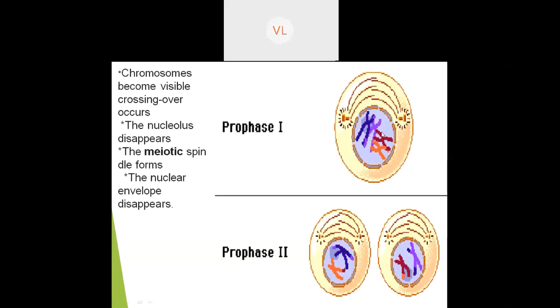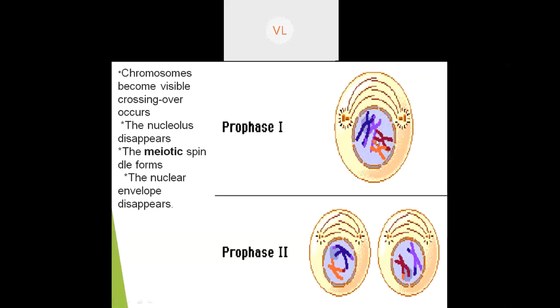They become visible in the cell, and crossing over occurs. Crossing over means they are connecting to each other, right? This dark blue chromosome is connected with this purple chromosome, and this orange chromosome is connected with this red chromosome. They cross each other. This means crossing over. And here the nucleolus disappears. There was a nucleolus here, right? This nucleolus also will disappear. You can't see any more nucleolus.